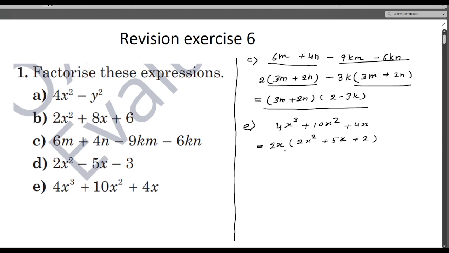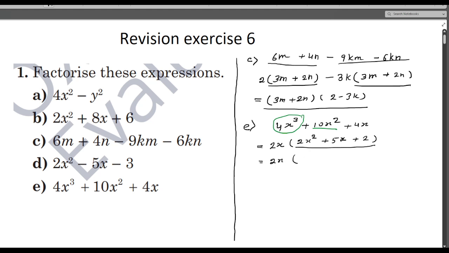Whenever you take something common, to get the remaining terms you can divide the given term by the factor which you have taken common. I have taken 2x common, so if I divide 4x cube by 2x, the remaining part is 2x square. When I divide 10x square, the remaining part is 5x, and when I divide 4x by 2x, the remaining part is 2.